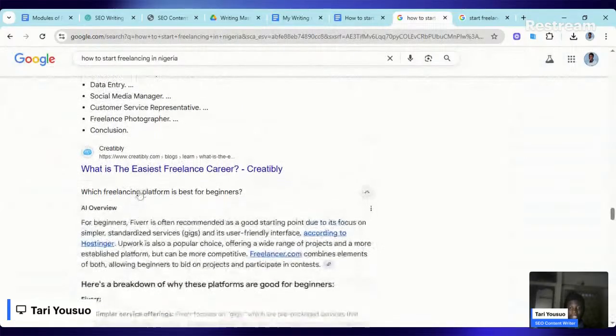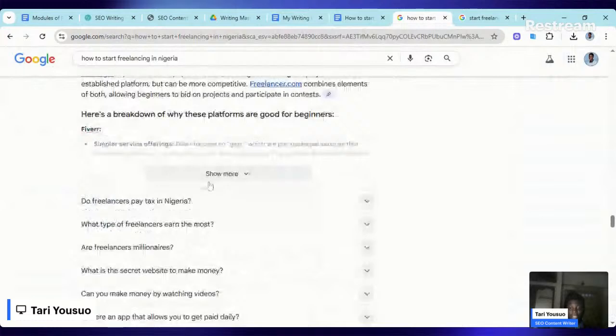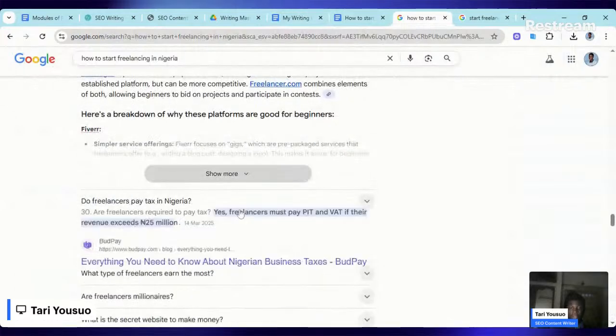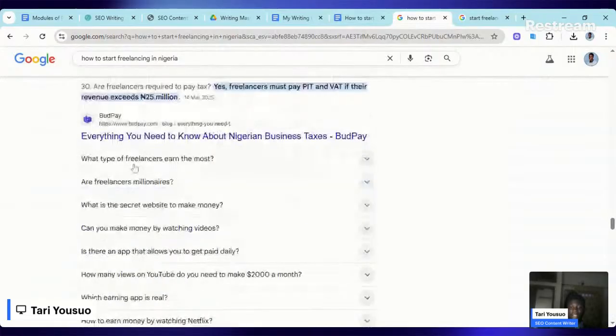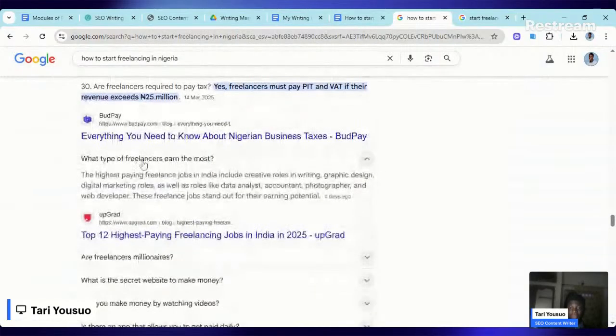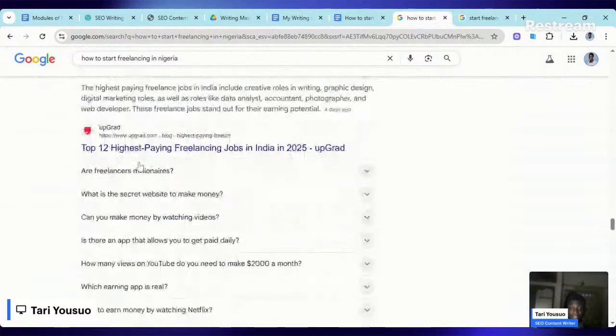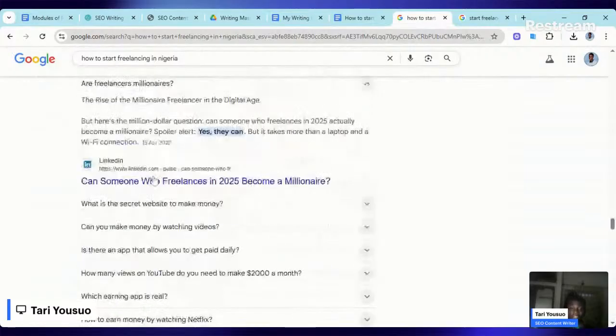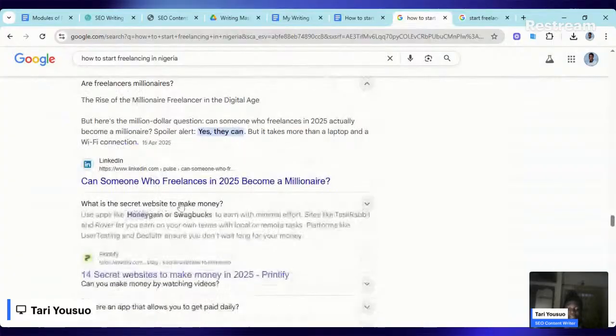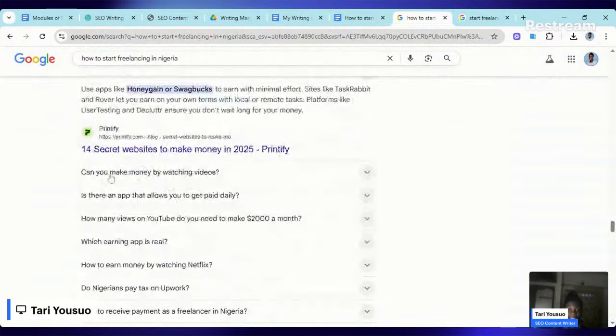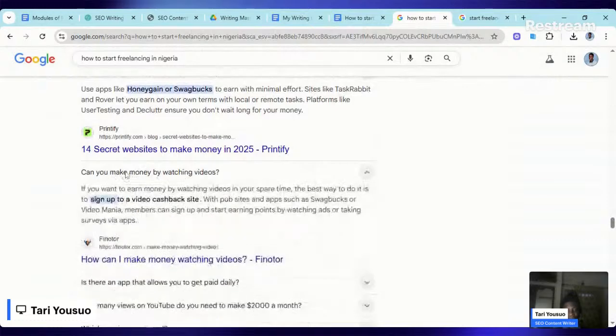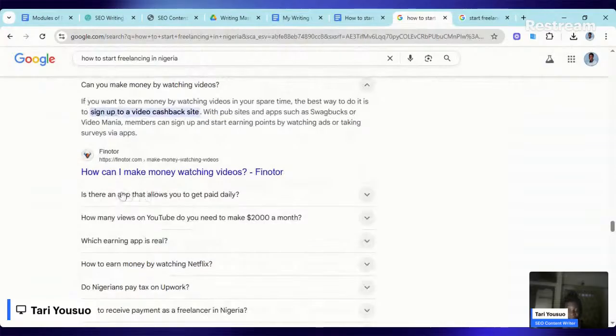Which freelancing platform is best for freelancers? Do freelancers pay tax in Nigeria? What type of freelancers earn the most? Are freelancers millionaires? What is the secret website to make money? Can you make money by watching videos? This isn't really freelancing, so I'm going to skip. Is there an app? I could just click on it. It won't hurt me in any way. Is there an app that allows you to get paid daily?